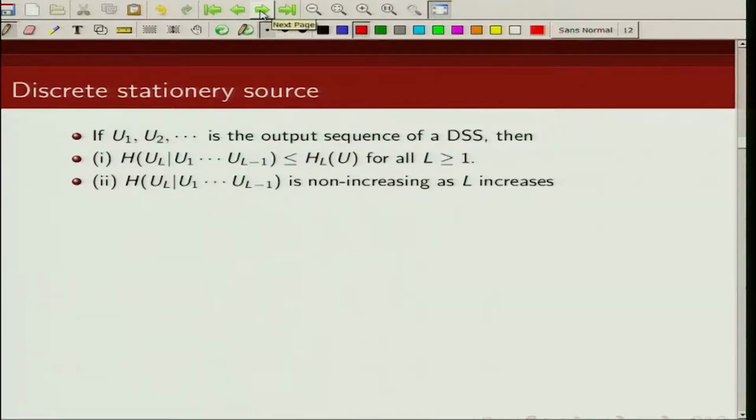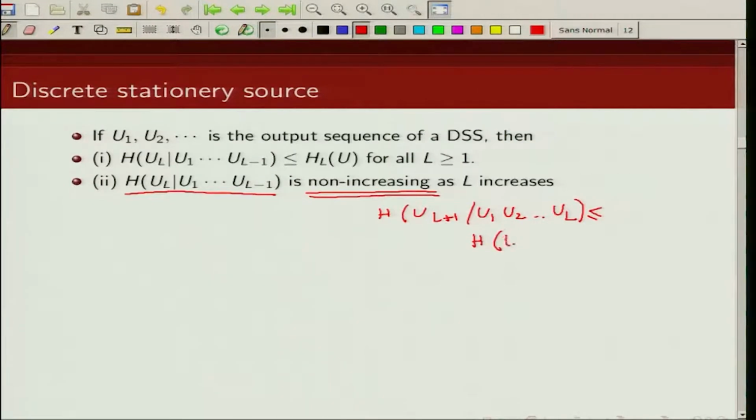The next property that we are going to prove is this: the conditional entropy H(U_L given U_1, U_2, ..., U_{L-1}) is a non-increasing function of L. In other words, the uncertainty in U_{L+1} given U_1, U_2, ..., U_L will be less than or equal to the uncertainty in U_L given U_1, U_2, ..., U_{L-1}. So it's a non-increasing function of L.